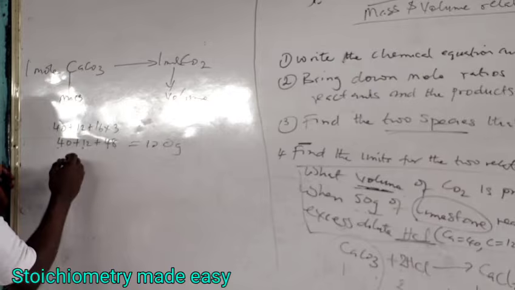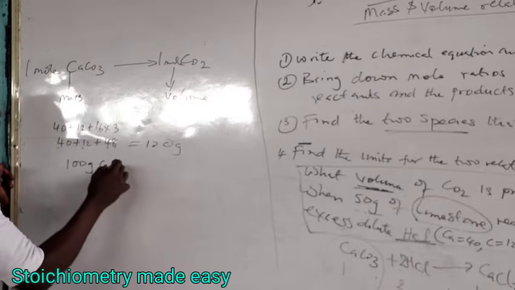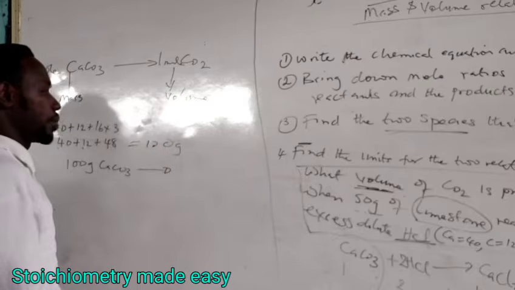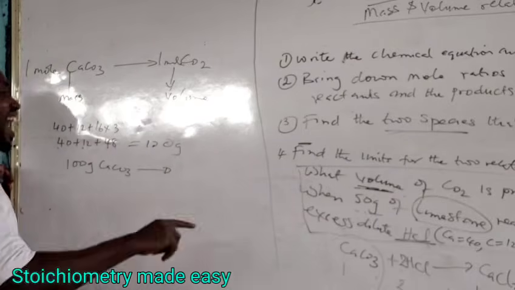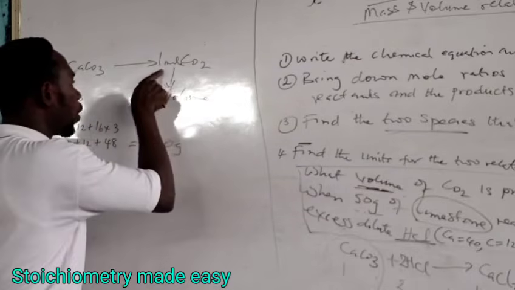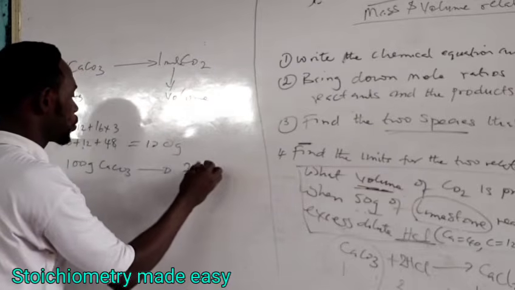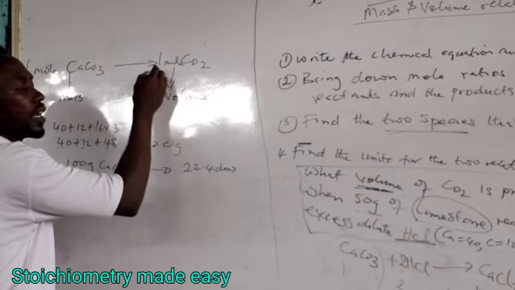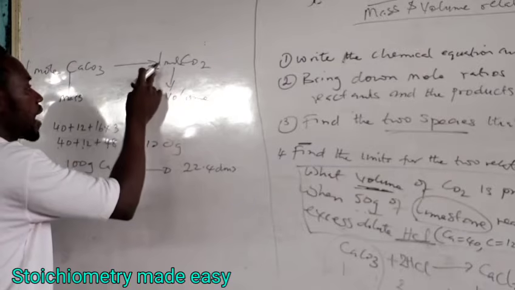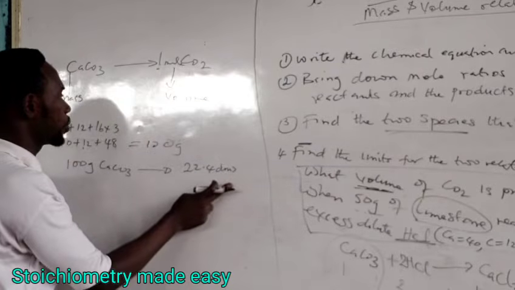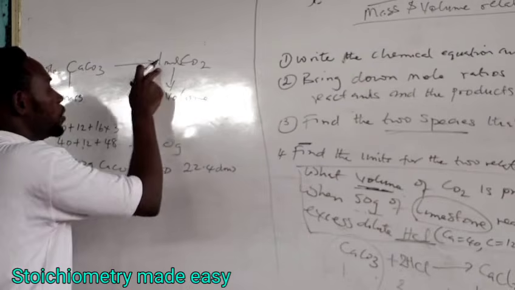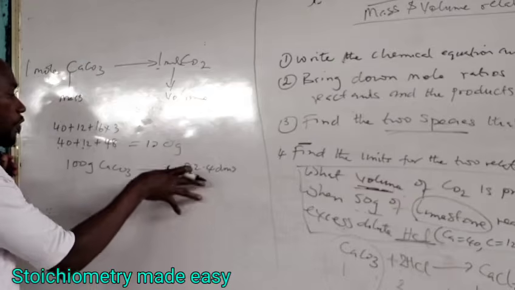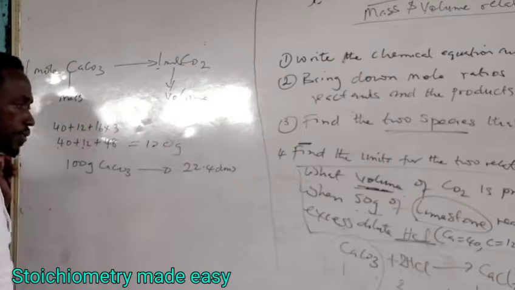So we now have 100 grams of CaCO3 will give me what? At STP, remember the basics I gave you in the beginning. At STP, 1 mole of any gas will occupy what? 22.4 dm3. Class, assuming there is 3 here, what does it mean? You now just write 3 times 22.4 dm3. But this 22.4 is here because there is only 1 here. So this and this are the same thing, but I've just converted it to the units given.